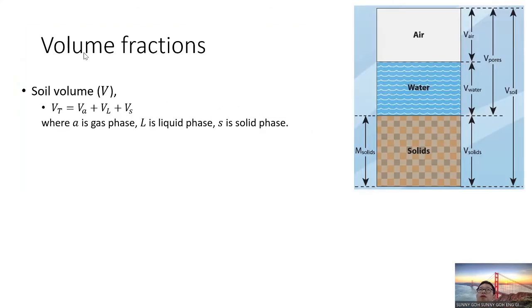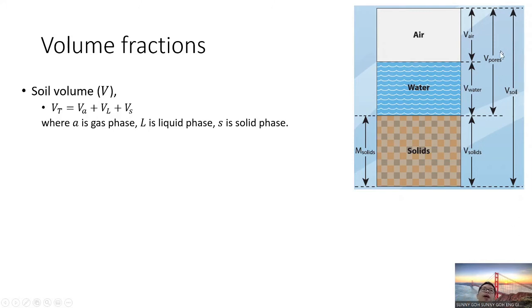So let's talk about volume fractions. As I mentioned to you before, in the soil you can break it down into the volume given by solid, the volume given by water, and the volume given by air. We normally see that solid takes the highest volume, followed by water and air. The volume taken up by solid, we call it Vs or V solid. The volume taken up by water, we call it Vw or V water, and the volume taken up by air, we call it Va or V air. So the total is called V soil.